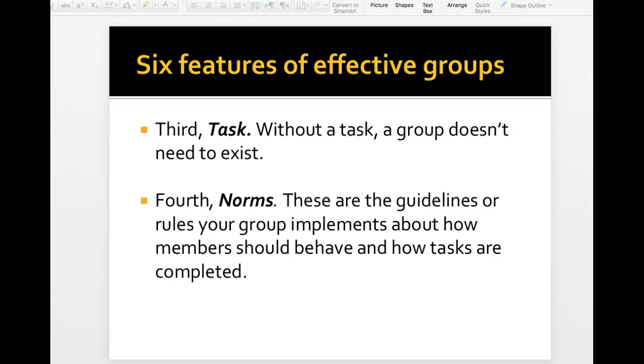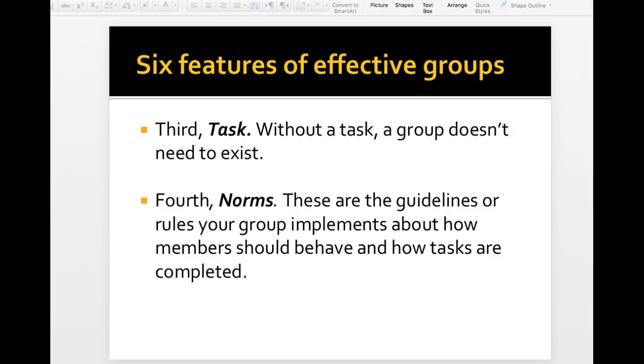The third feature of groups, so we're going back to this, is task. The group has to have a reason to exist. Without a reason to exist, you can't have a group, right? Whether it's a study group for a test in college, or a team for some intramural sports, or your boss puts you together to work on a particular pitch for a company, right? You have to have a task.